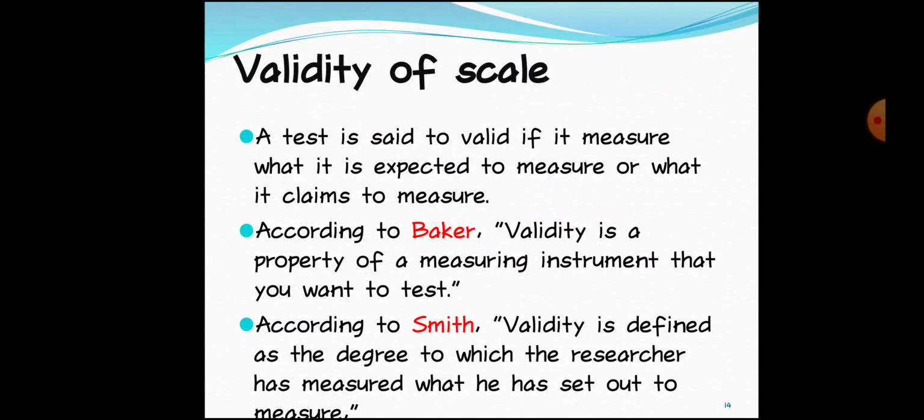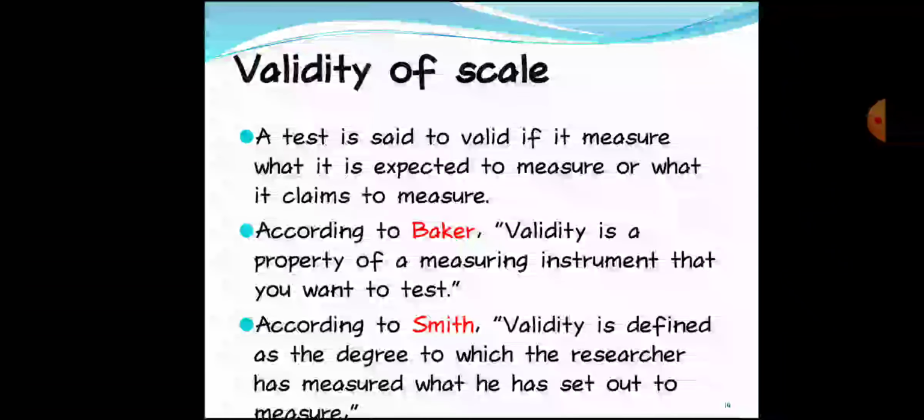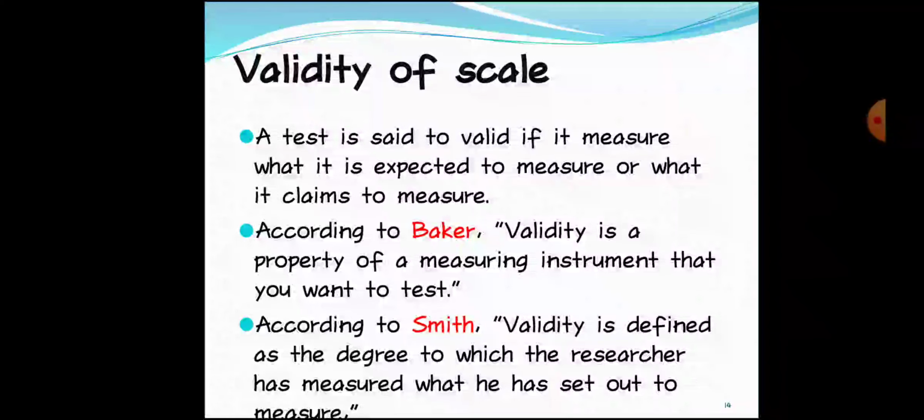A test is said to be valid if it measures what it is expected to measure or what it claims to measure. According to Baker, validity is a property of a measuring instrument that you want to test. According to Smith, validity is defined as the degree to which the researcher has measured what he has set out to measure.